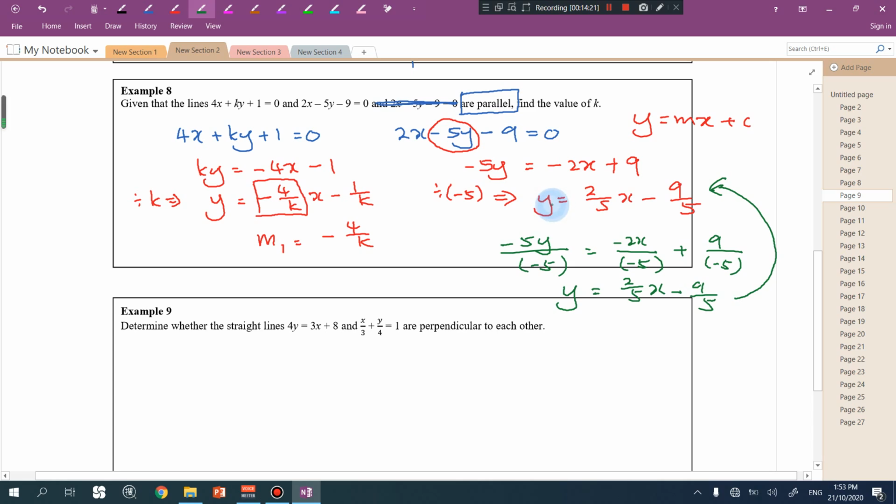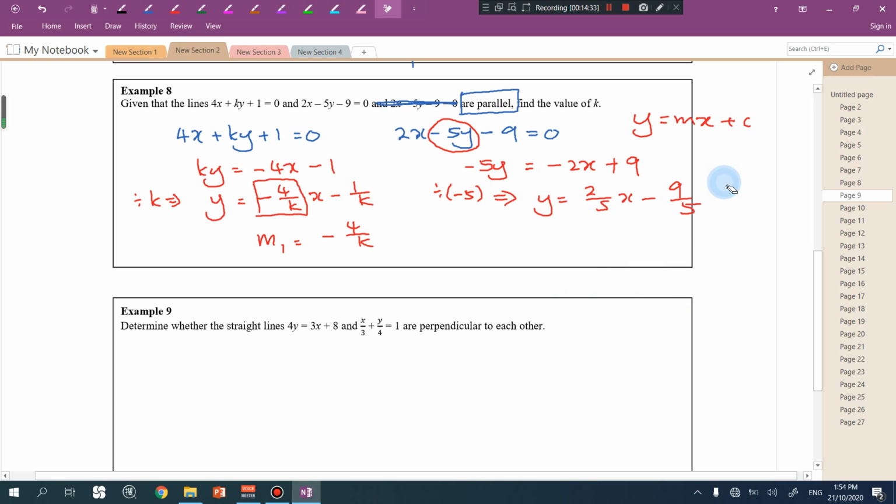Let me double check again to see correct or not. Y equal to 2 over 5x minus 9 over 5. Okay, correct. Let me erase this one first. Now the coefficient of y is positive and 1. We can get the gradient easily. So the gradient is equal to 2 over 5. And the question tells you that they are parallel, means that they have the same gradient. It means that this is actually equal to this, right? So negative 4 over k is actually equal to 2 over 5.